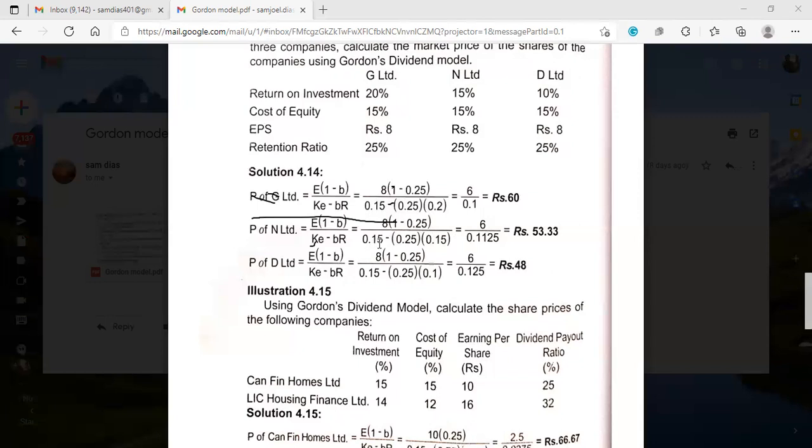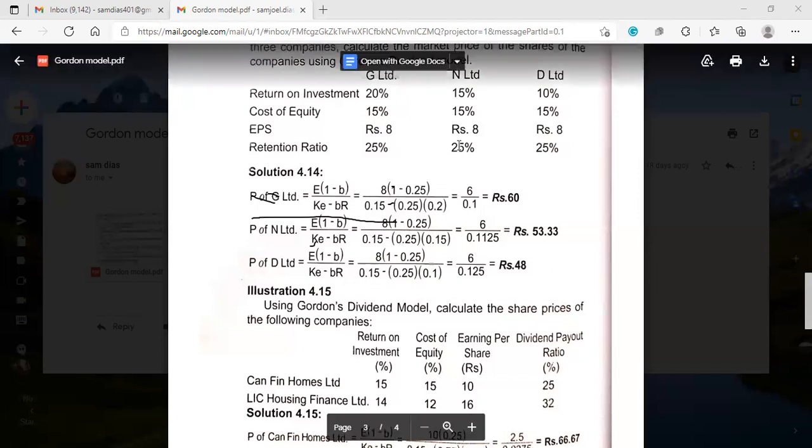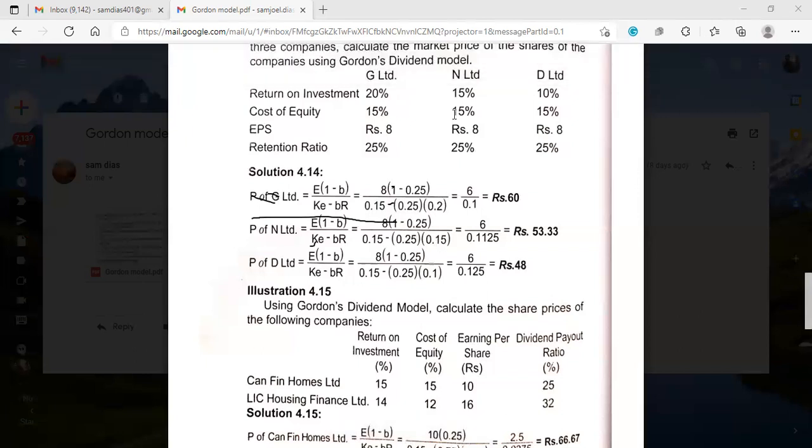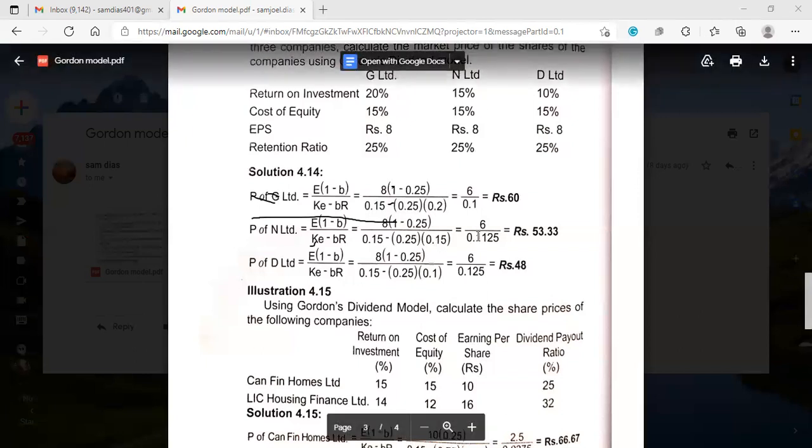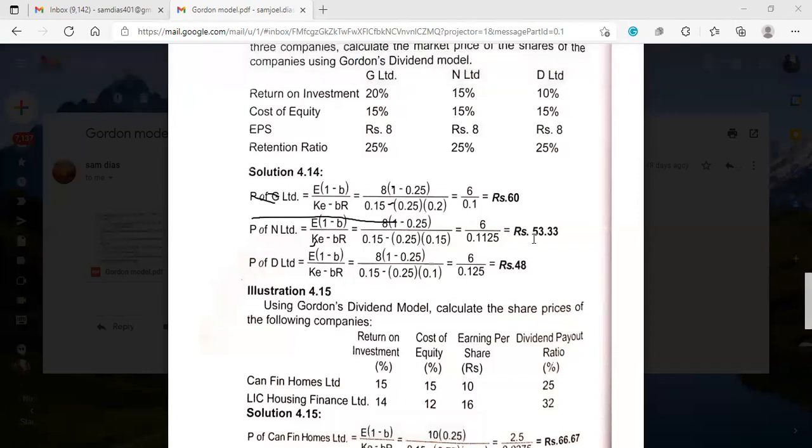Cost of equity is 0.15, minus B, which is nothing but the dividend retention ratio. They have given 25% here, and R is the return on investment, 15%. If you do all the calculations, we'll be getting 17.78. So instead of 6 here, we have to write only 2, and in the denominator the figure will be the same, 0.1125. So there will be no changes, but the market price will change, so we'll get rupees 17.78.